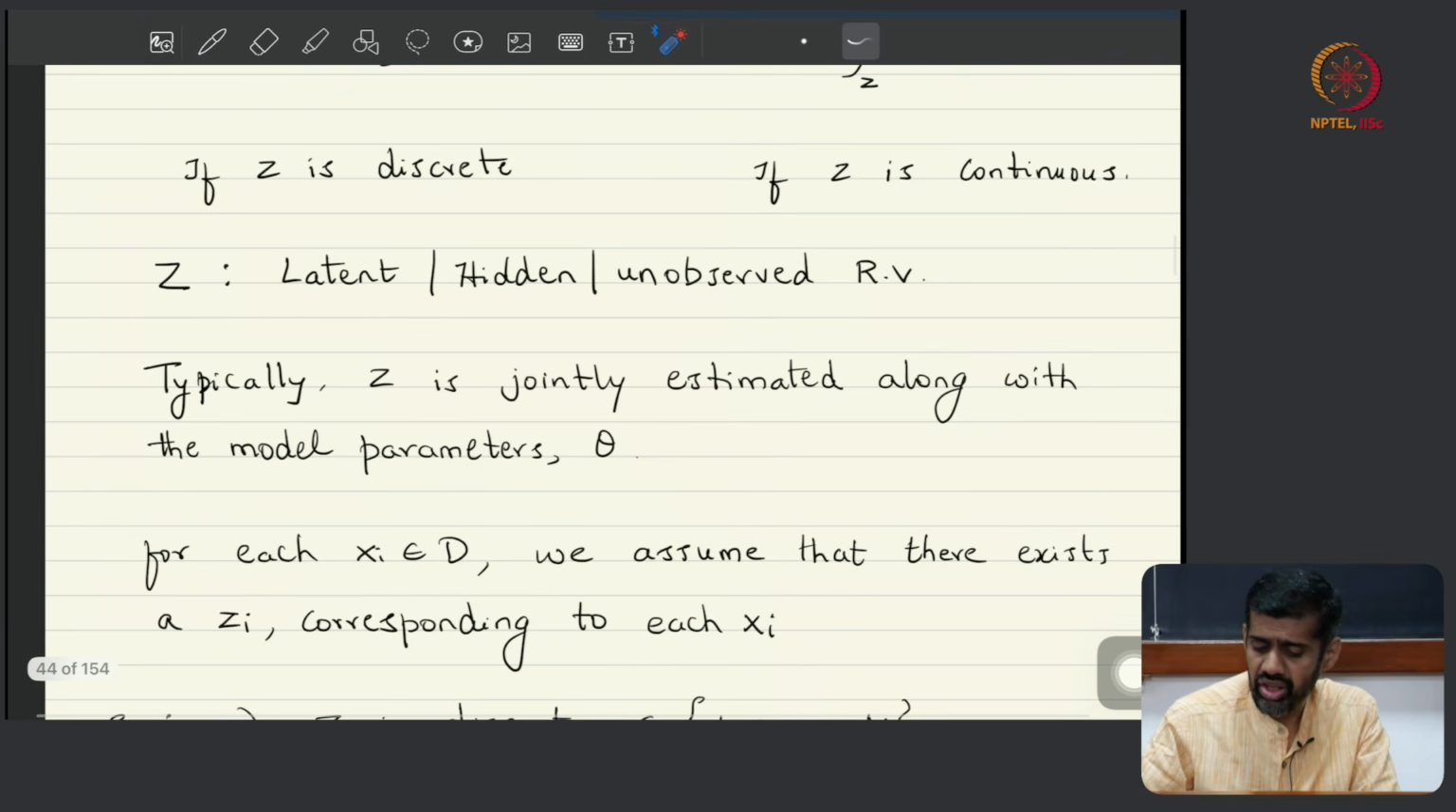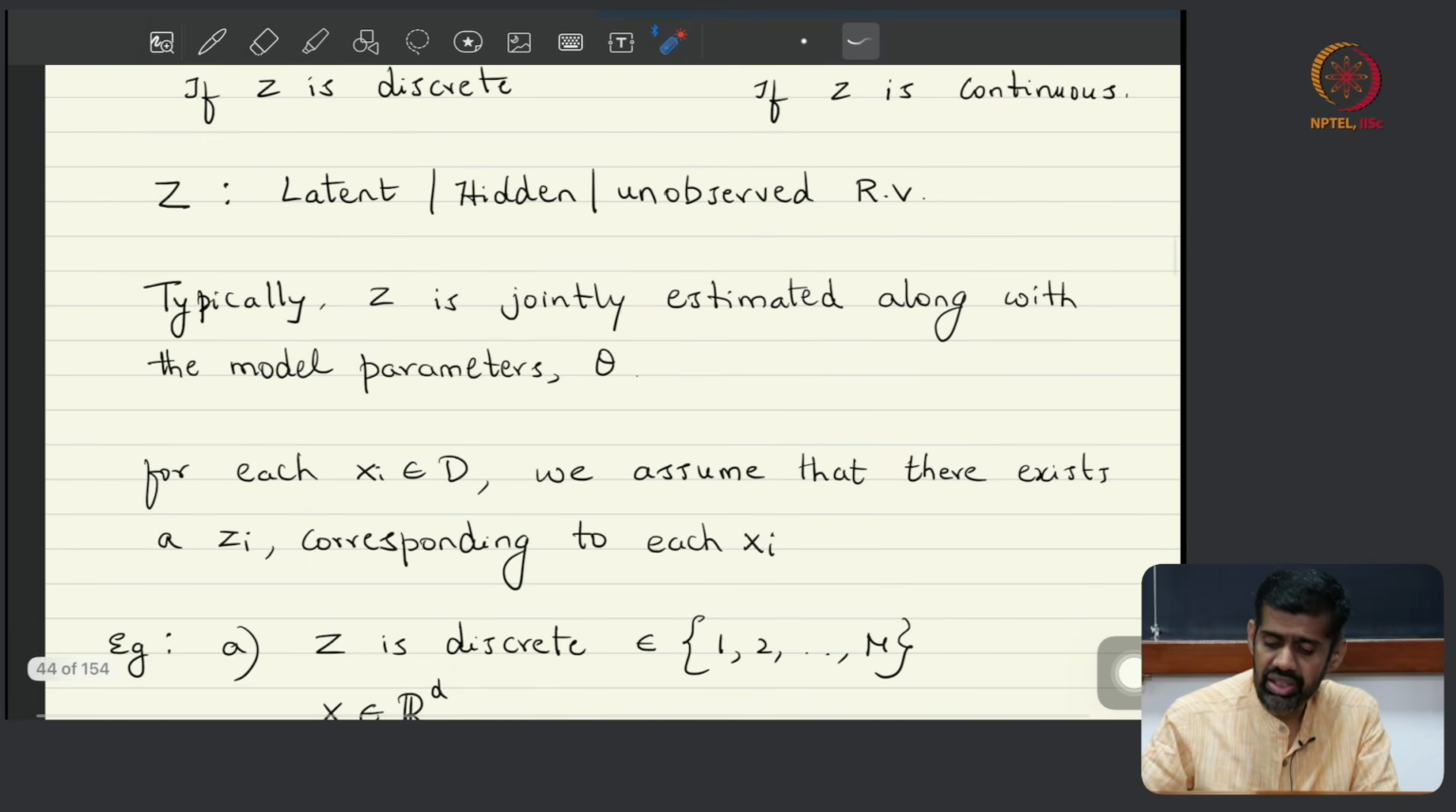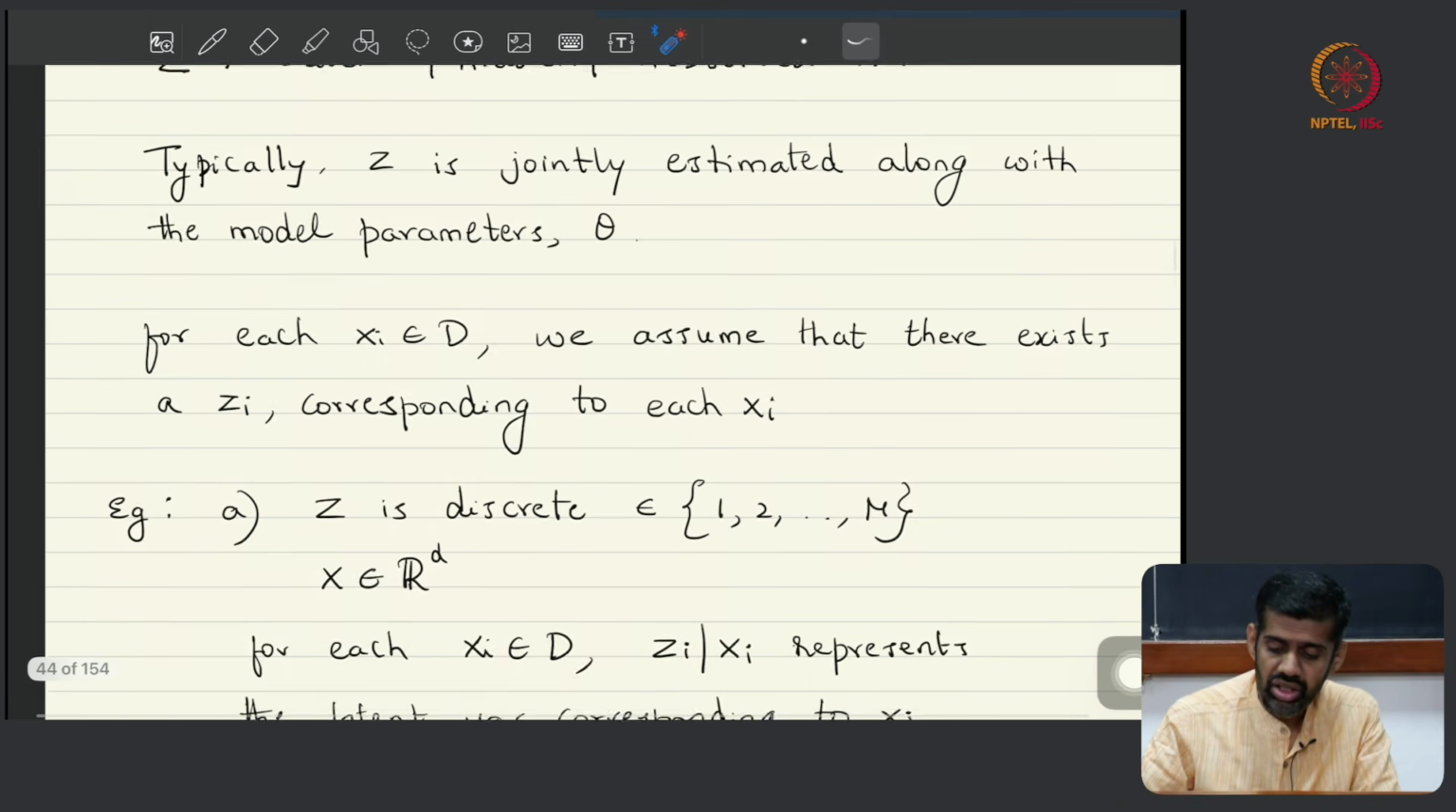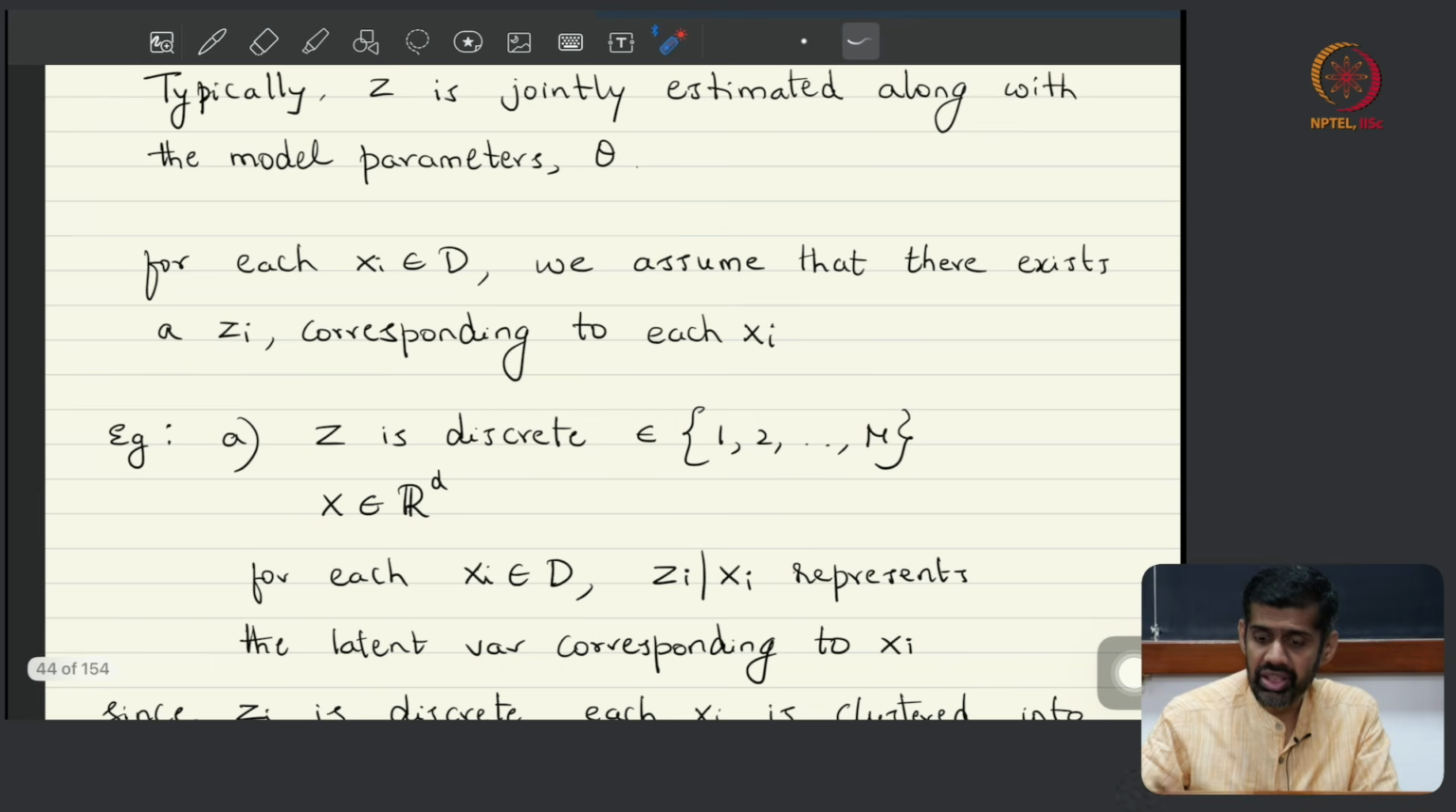Now, the z is often referred to as the latent variable or hidden variable, unobserved variable. As I said, typically z is jointly estimated along with the model parameters theta. That is what you do in a model. So, now conceptually here is what is happening: for each xi, which is a random realization from the distribution that we are trying to estimate, we assume that there exists a zi corresponding to each of the xi that we have in data. So, for a given data realization, there is a hidden realization is what we say in any latent variable model.